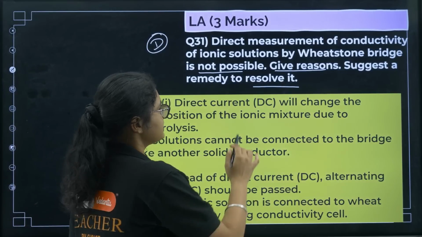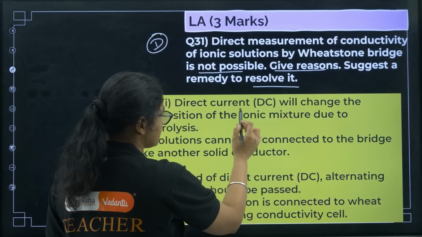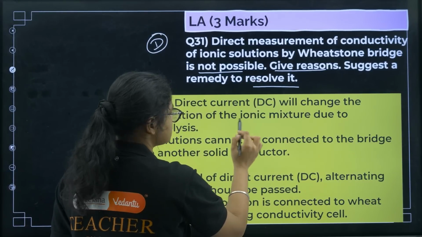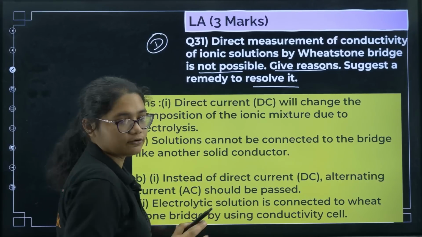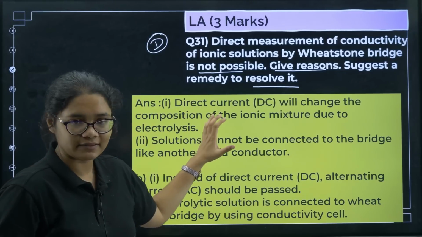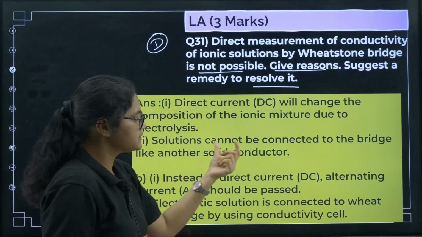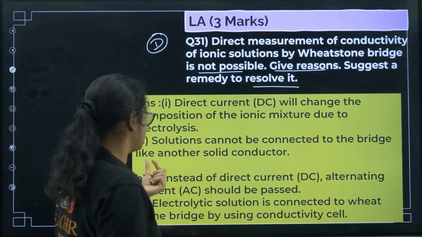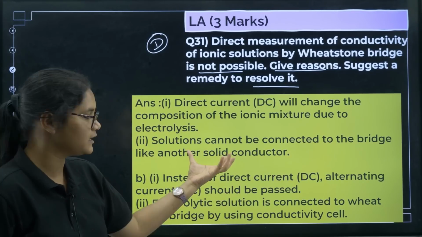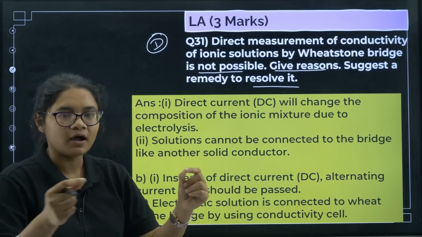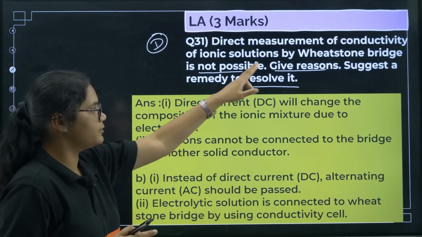The first problem is that direct current will change the composition of the ionic mixture due to electrolysis, so we cannot use direct current there. The second is that solutions cannot be connected to the bridge like another solid conductor. It is a liquid, so how can you connect it with the wire? These are the 2 problems that we have.